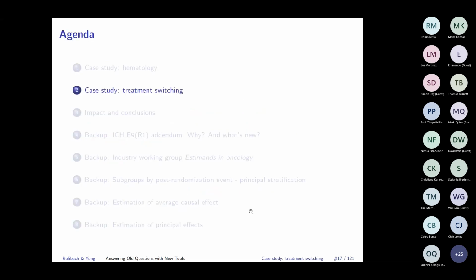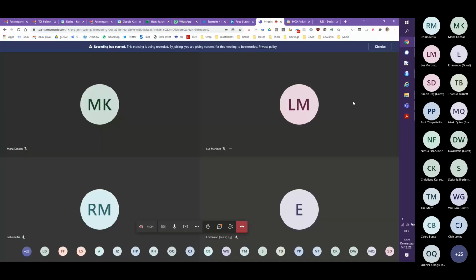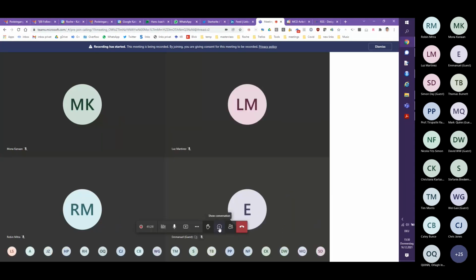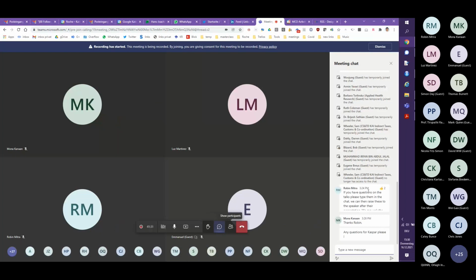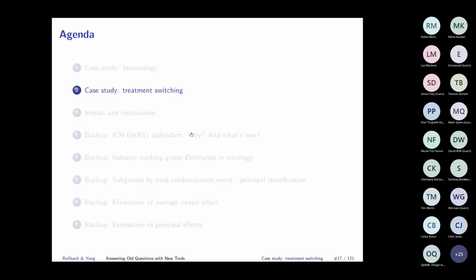Maybe I pause here for a minute. Any questions to this case study, to this example? Okay, maybe we can discuss questions in the panel discussion. So then I will briefly share a second case study, treatment switching.